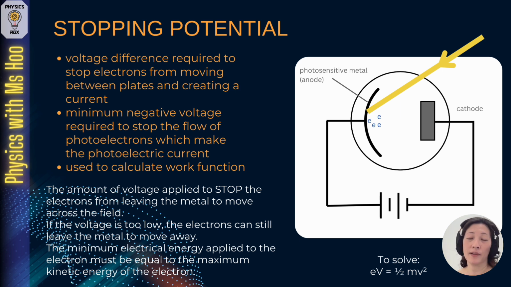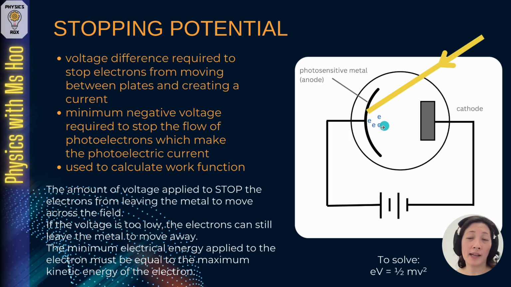stopping potential. So when we shine light onto the photosensitive metal, the photoelectric effect could occur, releasing photoelectrons. If there was zero voltage between the anode and the cathode, the photoelectrons could potentially move across the field to the other electrode and complete their circuit, causing a current to flow. So if you increase the voltage a little bit, if the voltage is still too low, the electrons can still leave the metal to move away.